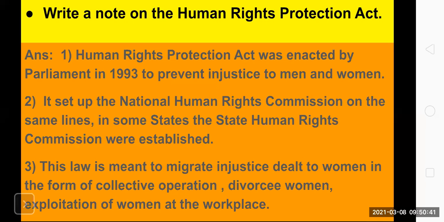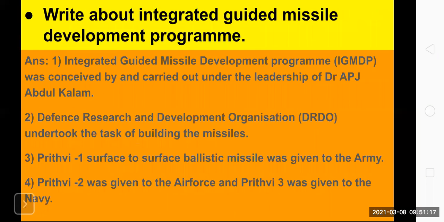Okay, now the Human Rights Protection Act was enacted by Parliament in 1993 to prevent injustice to men and women. Number 2, it set up the National Human Rights Commission. On the same line, in some states Human Rights Commissions were established. Now, this law is meant to mitigate injustice to women in the form of collective oppression, divorcee women, exploitation of women at the workplace. Okay, all these are part of the Human Rights Act.